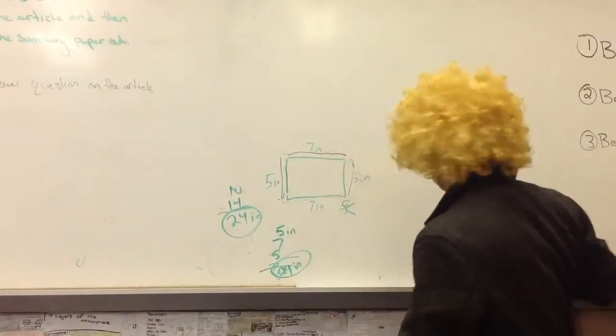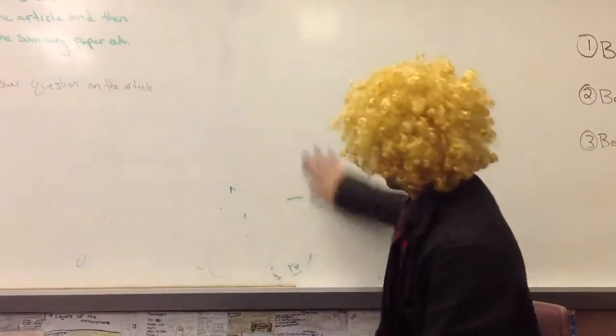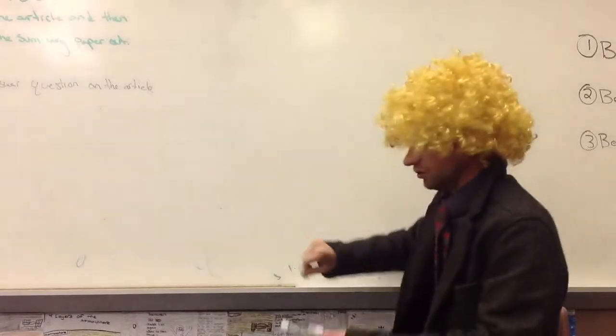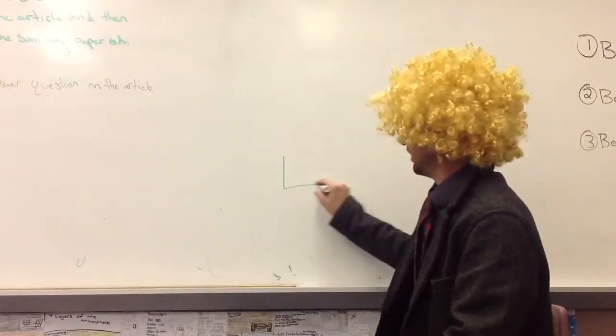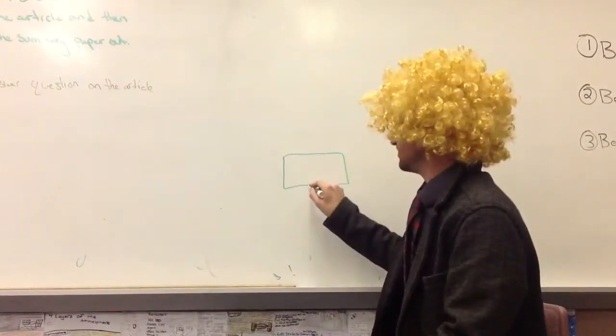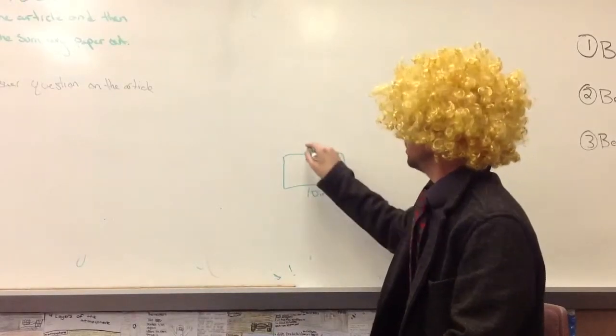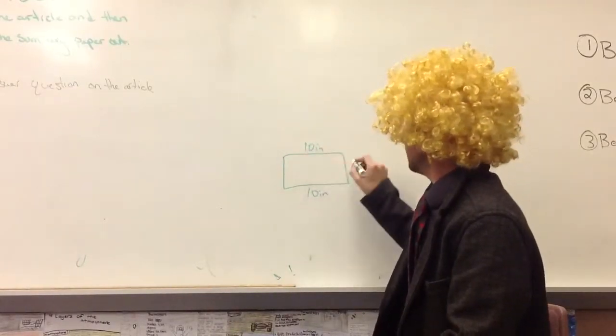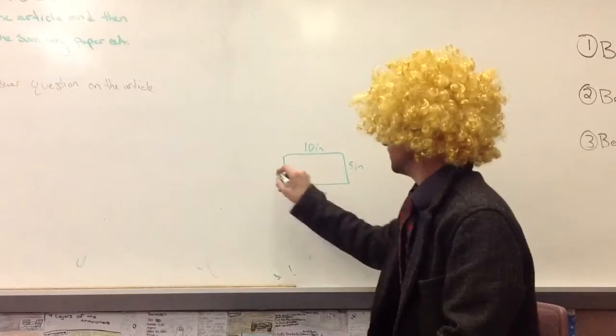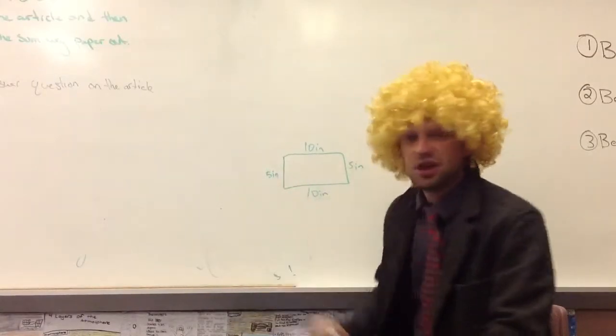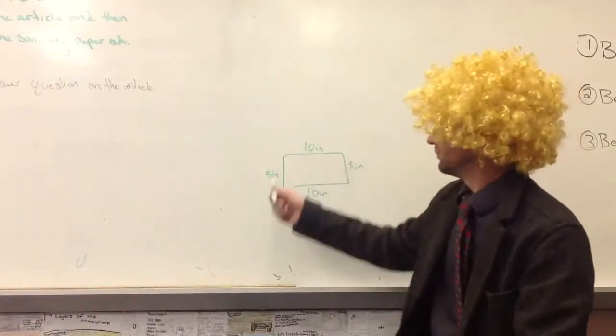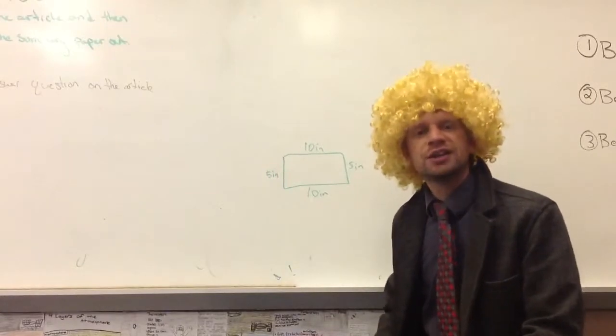So here, I would like you to now do this practice problem. You're going to have a rectangle right here. Let's imagine this side is 10 inches. This side is 10 inches. This side is 5 inches. This side is 5 inches. Figure out the perimeter of this rectangle. Ready, set, go!